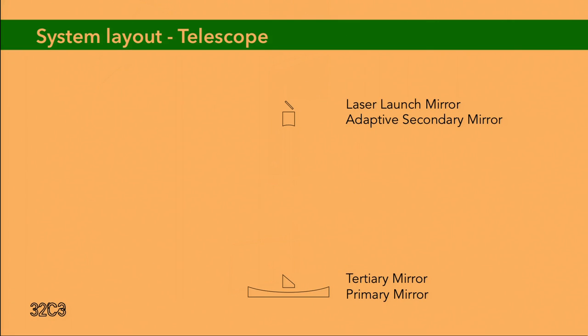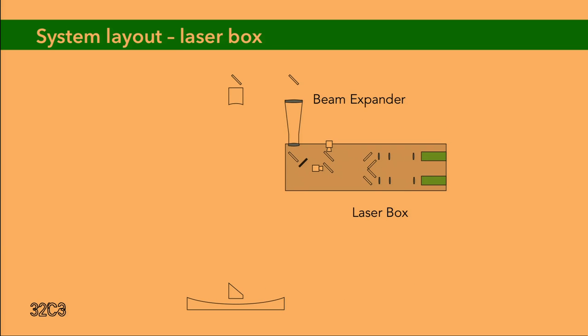Okay. Our system layout is like this. We have this adaptive secondary mirror, which is the deformable mirror. We have the primary and tertiary that is clear already. So we have a laser box, the green thingies being the lasers themselves. So that's how it looks. We produce some laser beams. We have steering mirrors in there to get them into the right pattern on sky, of course.